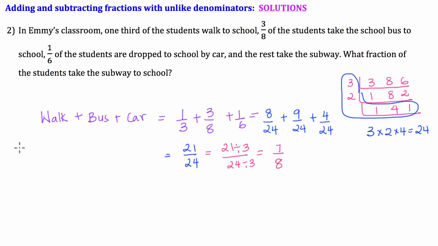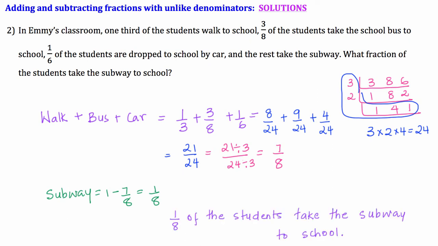So 7/8 of the students either walk to school or take a bus or take a car. So if we wanted to figure out what fraction of the students take a subway to school, we will take the whole and subtract the other modes of transport, which is 7/8, and we would be left with 1/8. So our answer sentence is 1/8 of the students take the subway to school.